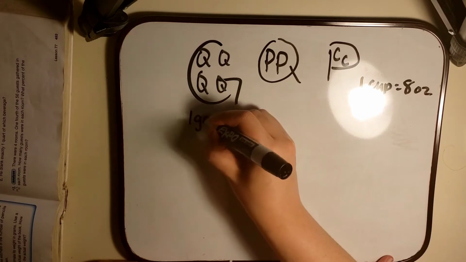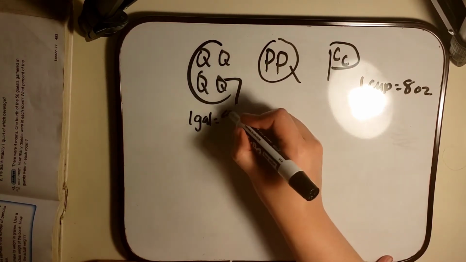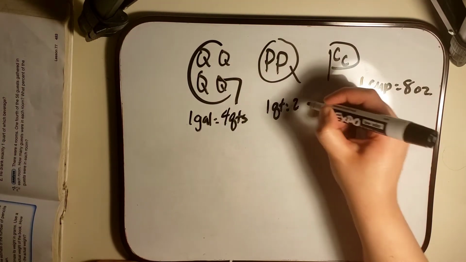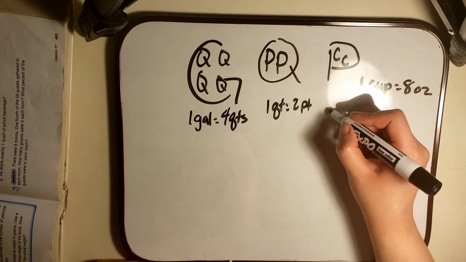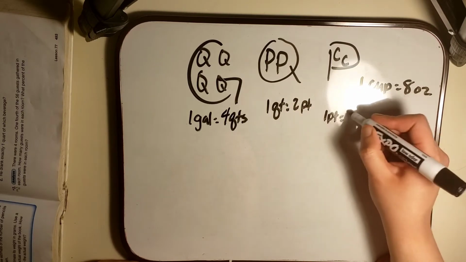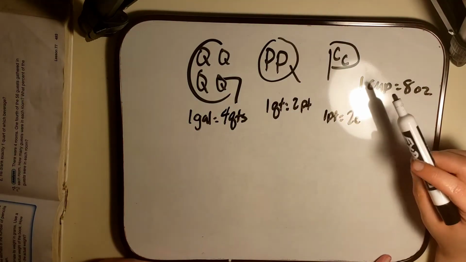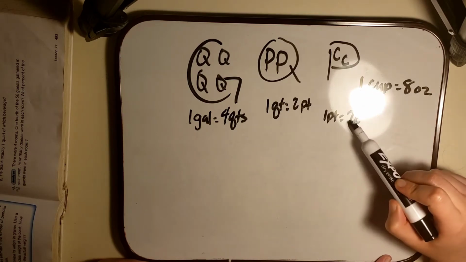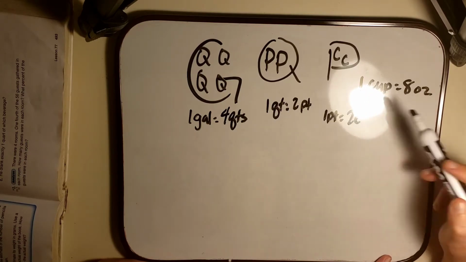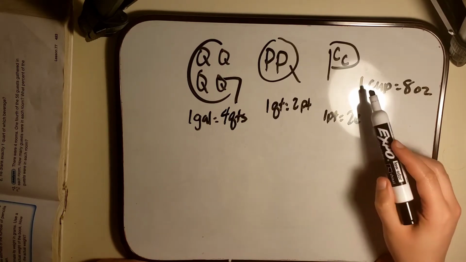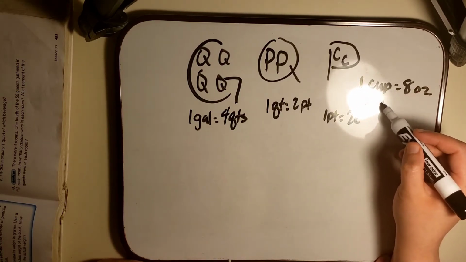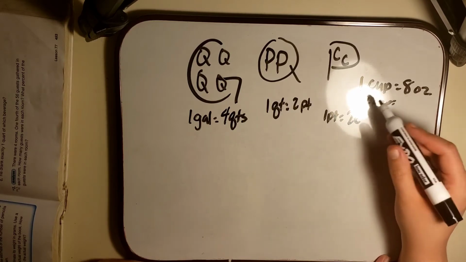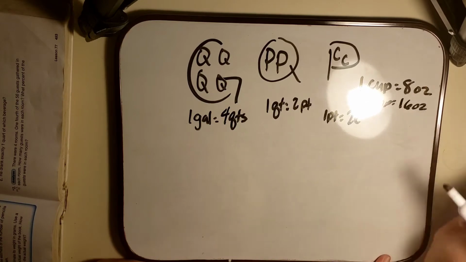So 1 gallon equals 4 quarts. 1 quart equals 2 pints. And 1 pint equals 2 cups. And then 1 cup is 8 ounces. So how many ounces equals a pint? Well, if 1 cup is 8 ounces and we have 2 cups, then 2 cups in ounces is 8 plus 8, or 8 times 2, which is 16 ounces.